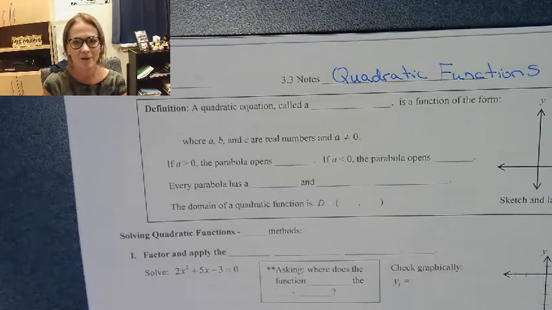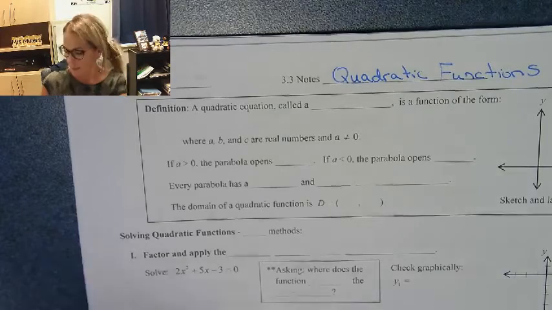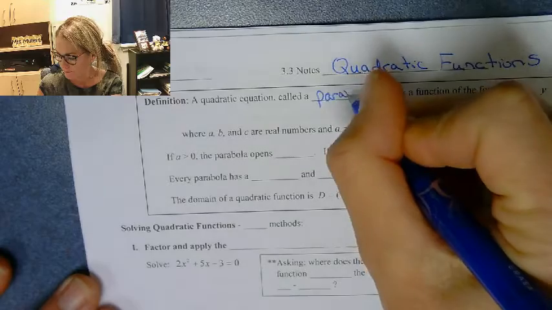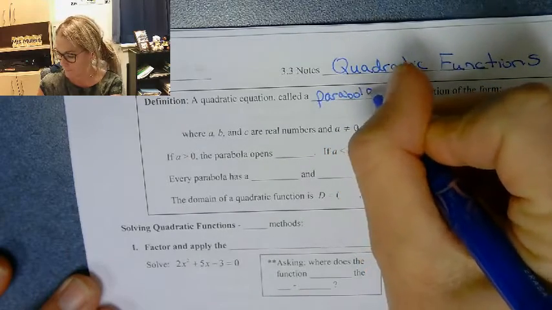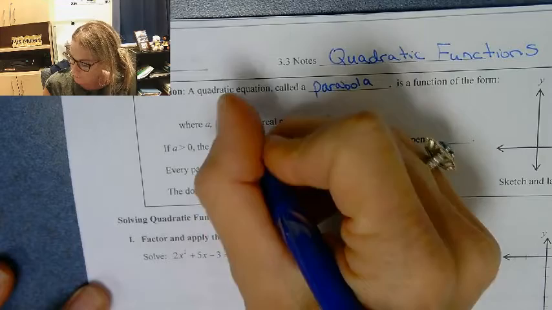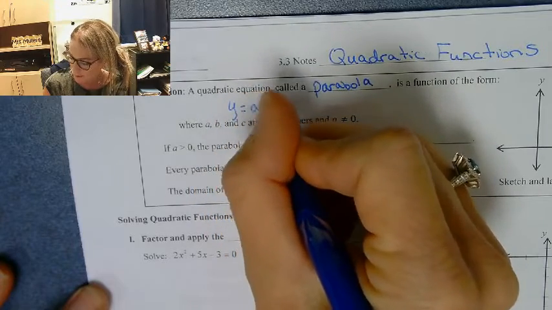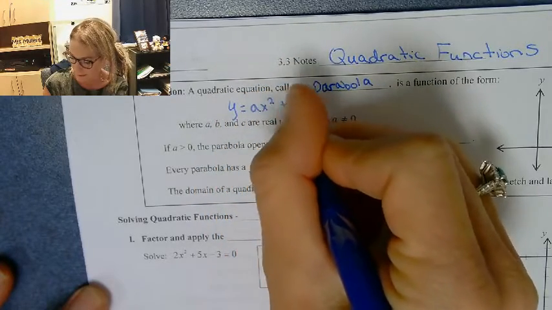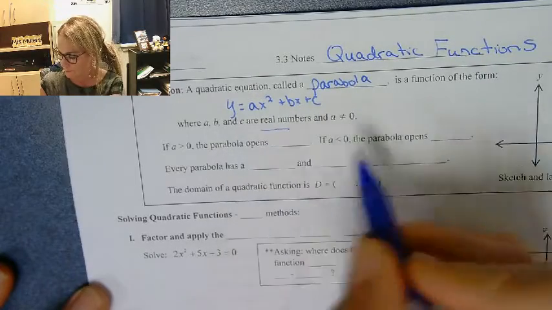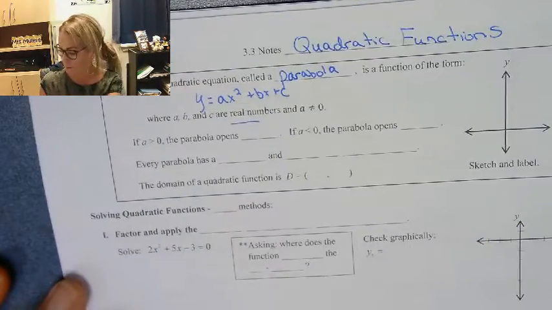All right, we're going to start with 3.3, quadratic functions. That's where we start in chapter 3, is at 3.3. So a quadratic equation, when graphed, is called a parabola, is a function of the form y equals ax squared plus bx plus c. A, b, and c are real numbers, and a does not equal 0.